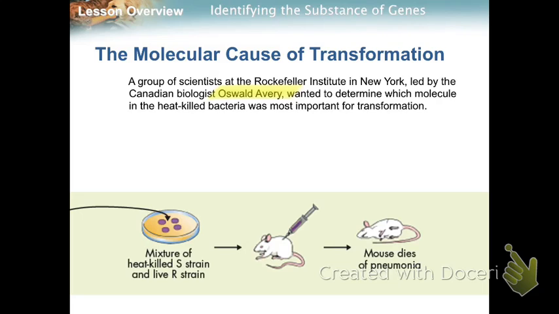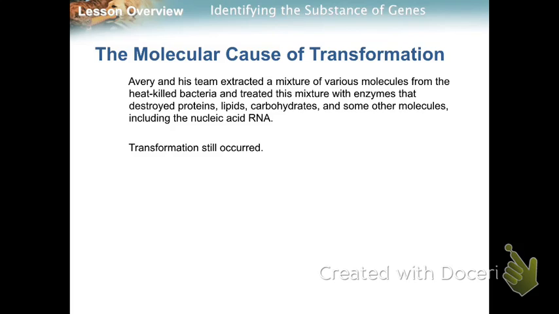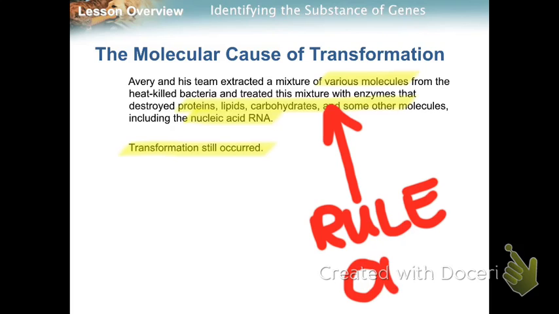Oswald Avery, another biologist, took the baton at this point. He wanted to determine which molecule specifically did the transforming. So he took a look at the different molecules that you guys learned about in Chapter 2 and treated that mixture of molecules with enzymes that destroyed proteins, lipids, carbohydrates, and nucleic acids. Even if all of these different macromolecules were destroyed, transformation still occurred. So we ruled these out. Not we, Avery. Ruled these out because even when they were destroyed, transformation still happened.